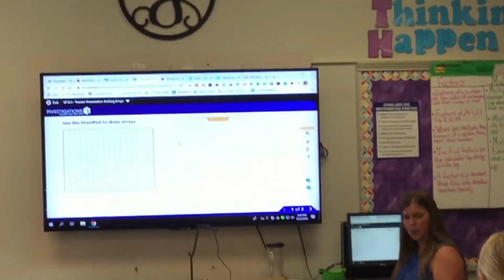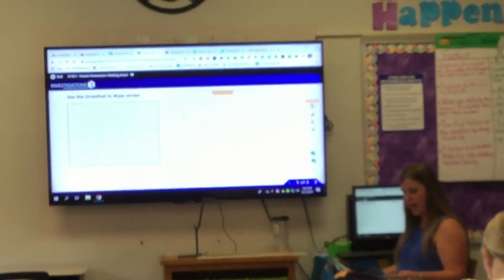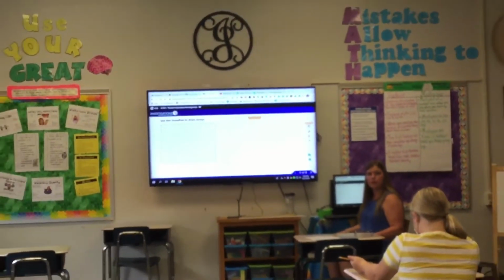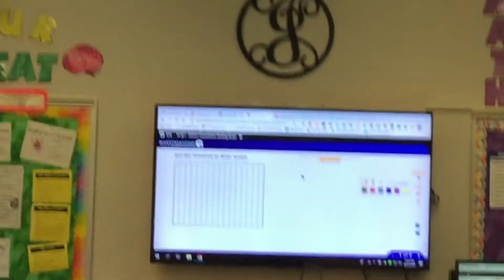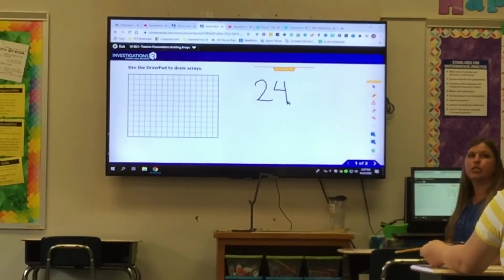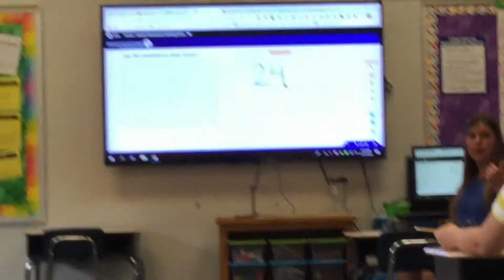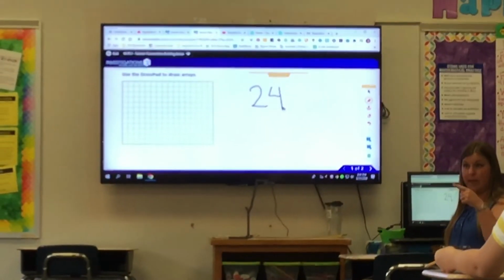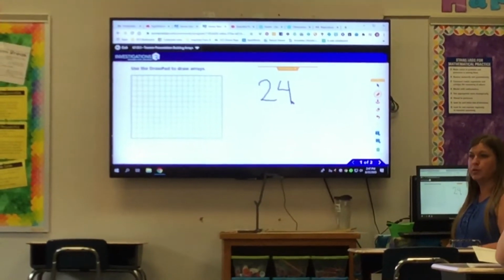You're going to build arrays to help us think about numbers. If I wanted to build an array with 24 tiles, what dimensions could my array have? Okay, so think about this. You've got 24 tiles total, right? Now, I've got to come up with two dimensions that are going to make 24. Can you think of a way? Write it down in your notebook. You can draw out the picture.